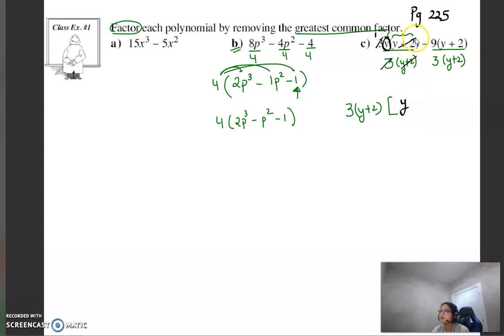y plus 2 divides the y plus 2, so that divided out. So from the first term, there was only the y that got left over. And in the second one, negative 3 divided by 3 gives me a negative 1. And then y plus 2 divides the y plus 2 to become 1. So again, we're only left with negative 1 from that second one. So this now becomes my final answer: 3 times (y plus 2) times (y minus 1).